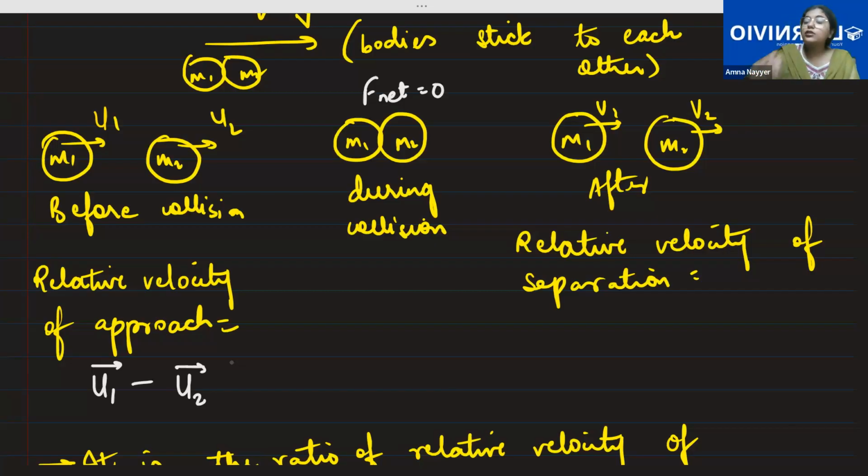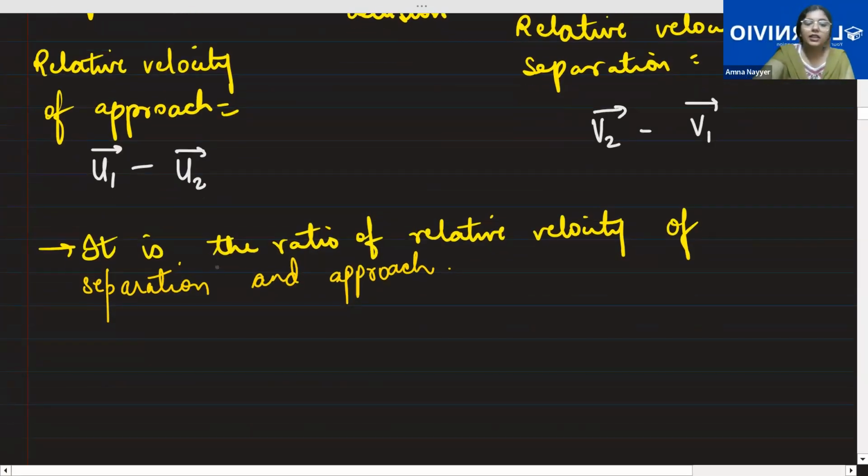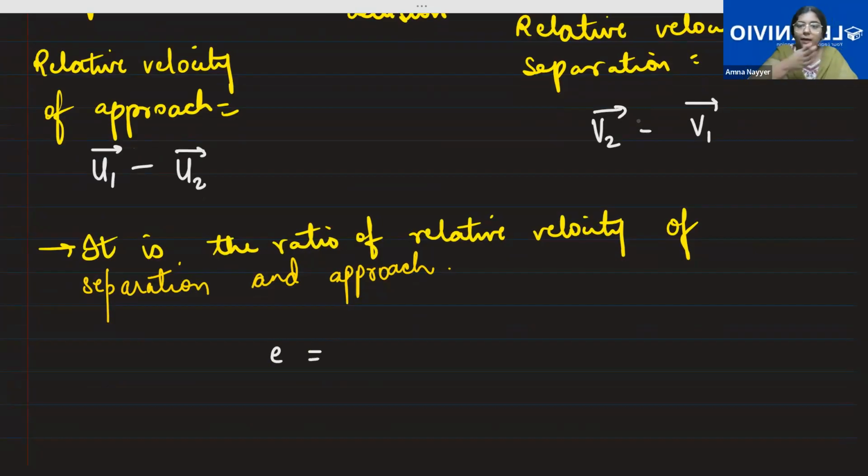Then you have a relative velocity of separation. Now the body V2 is moving ahead and V1 is lagging behind. So this time it will be V2 minus V1. The ratio of these two velocities is basically the coefficient of restitution. The final ones will come first and then the initial one. So this is the relative velocity of approach, this is the relative velocity of separation. One is approaching, this one is getting separated.